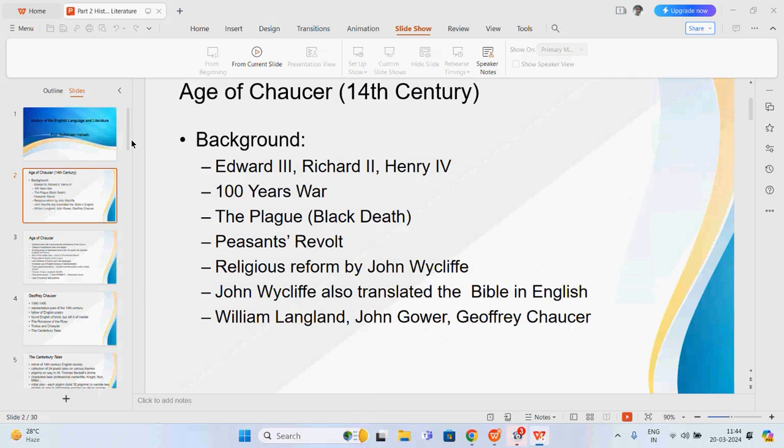Some of the works by Geoffrey Chaucer are The Romance of the Rose, Troilus and Cressida, and the Canterbury Tales. For the purpose of our class, we will look a little bit more on the Canterbury Tales. The Canterbury Tales is a work by Geoffrey Chaucer, basically written in verse. It is a reflection of 14th century English society. It is a collection of 24 tales on various themes.